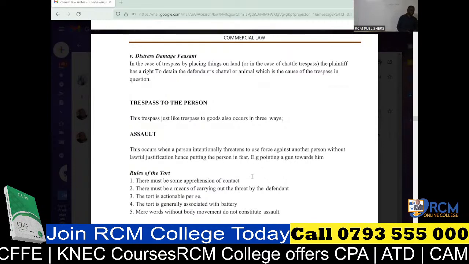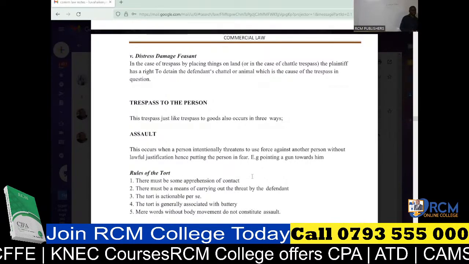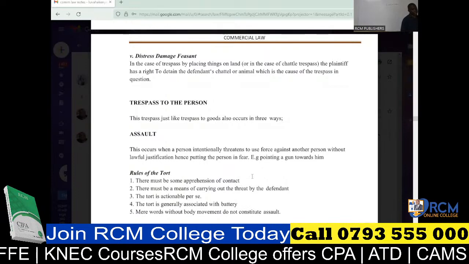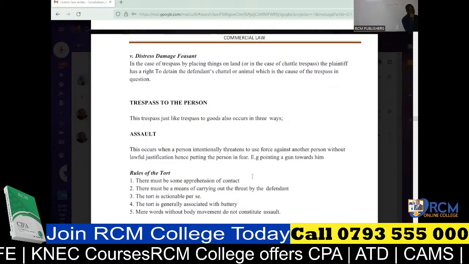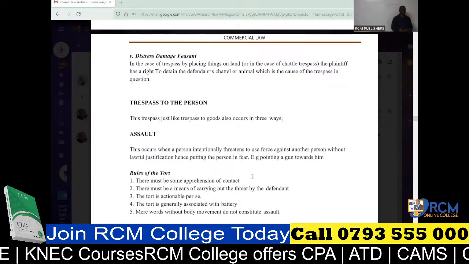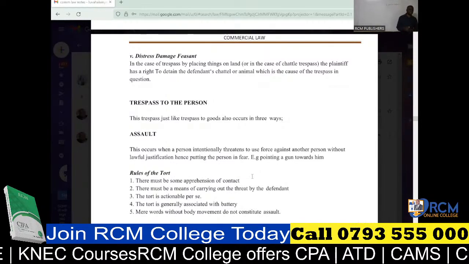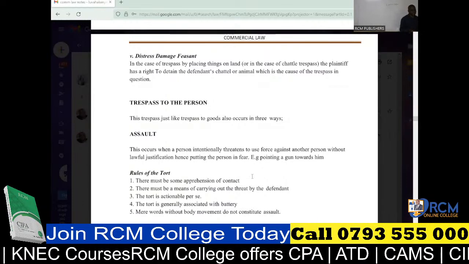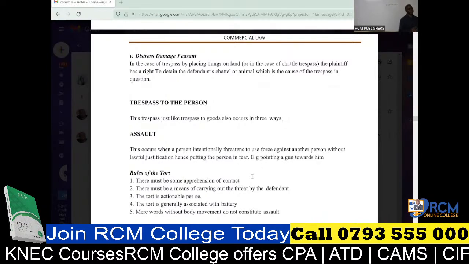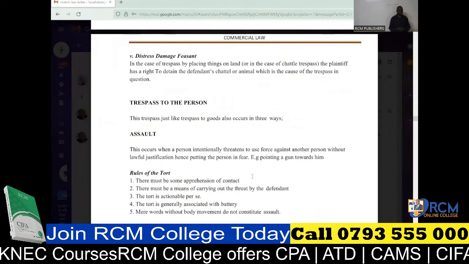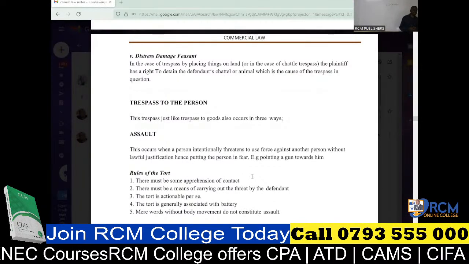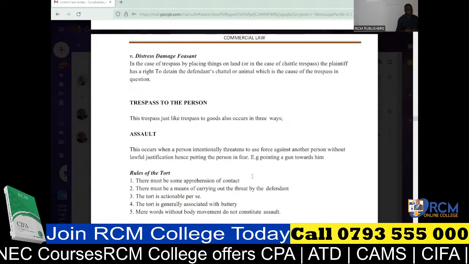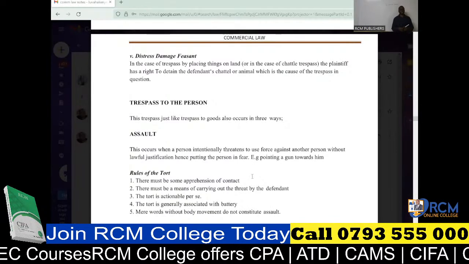Trespass to persons can be of two forms: assault or battery. What we mean by assault is simply where a person instills threat in another person's mind. But if you go ahead and take any action to injure the person, then it is taken as battery.